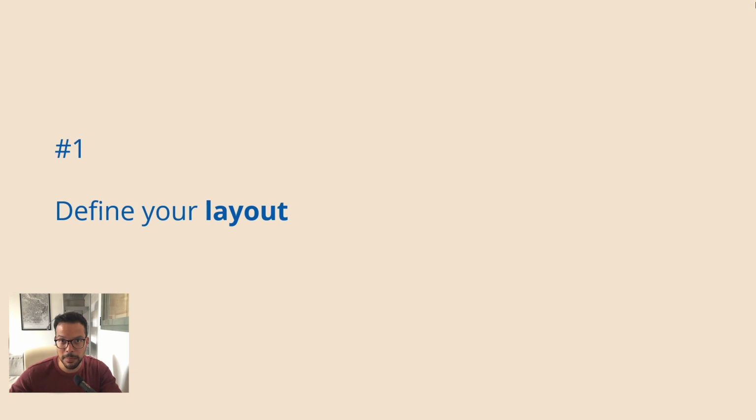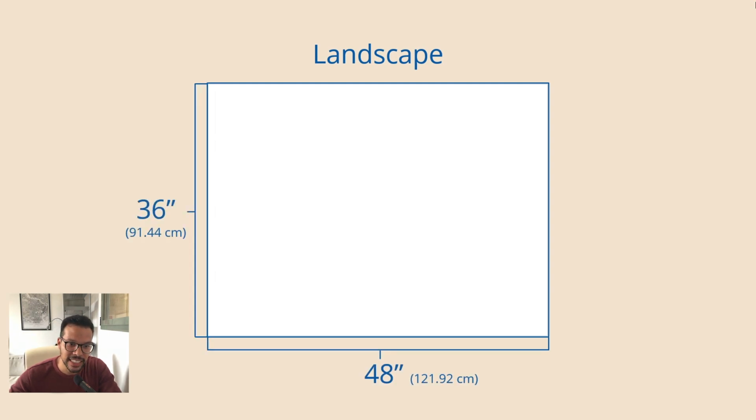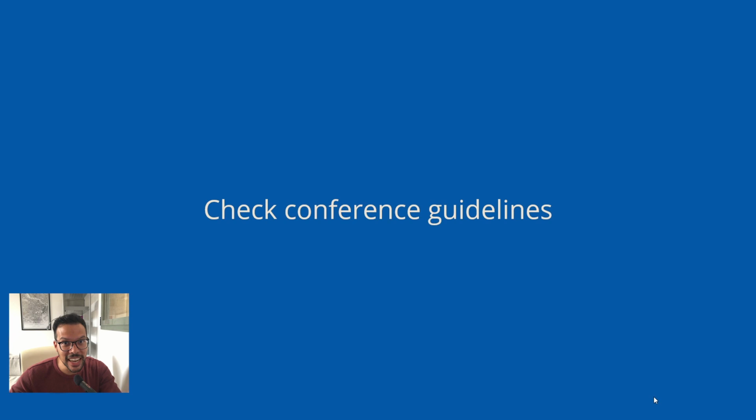Now you should have everything in place in terms of explaining your key takeaway. You can start defining your layout. And the most common orientation would be landscape, and a very standard size would be 48 inches by 36. But always check your conference guidelines. Rules differ from one another. And you want to know that before starting to design your poster.